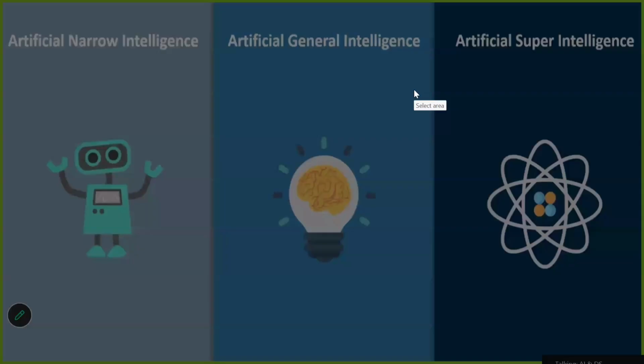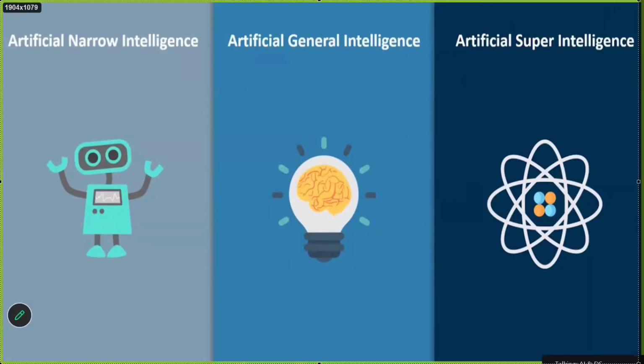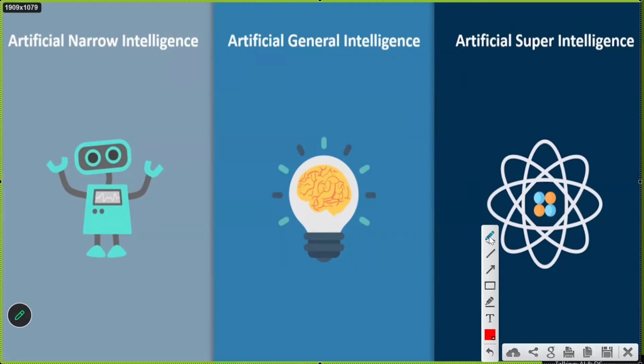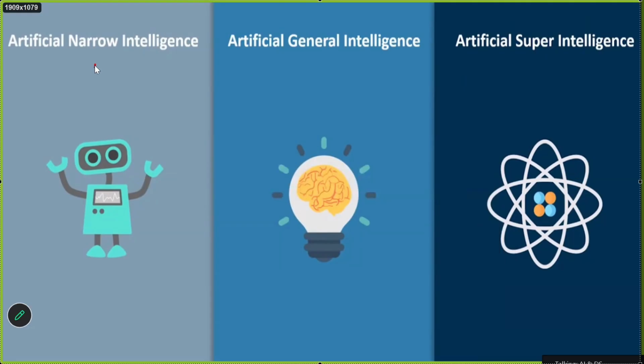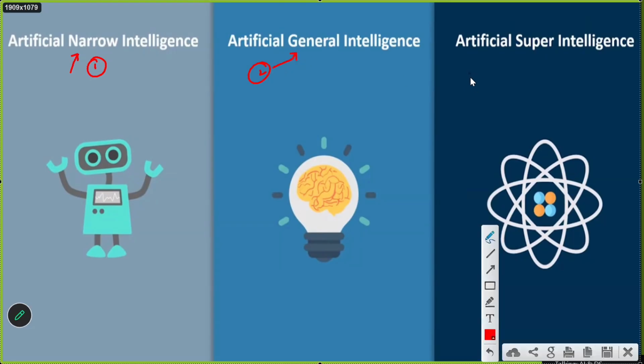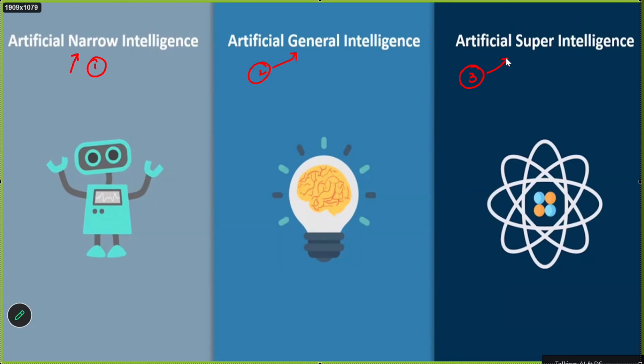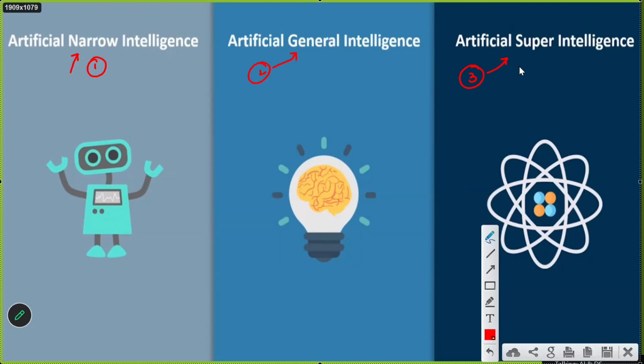Continue our journey with the types of artificial intelligence. What are the different types of artificial intelligence? Or you can also say the different phases of artificial intelligence. So we have three different phases of artificial intelligence, guys. The first one is artificial narrow intelligence, the second one is artificial general intelligence, and the third one is artificial super intelligence.